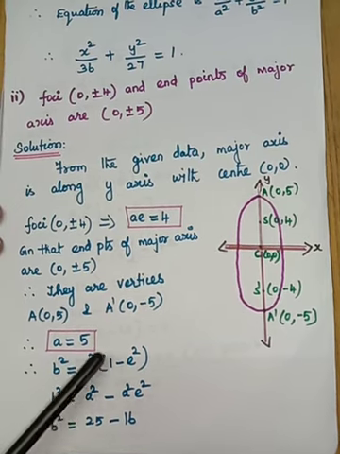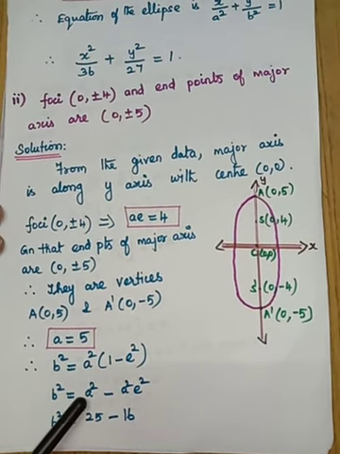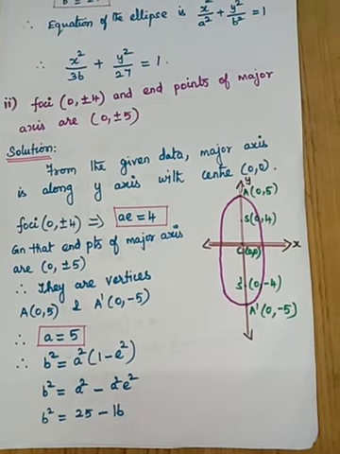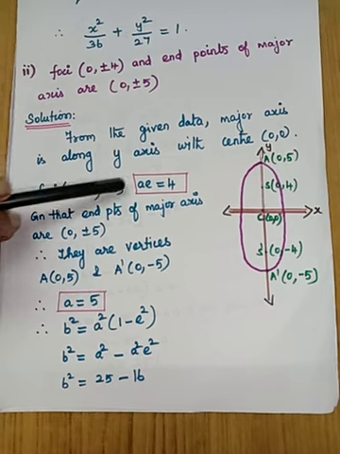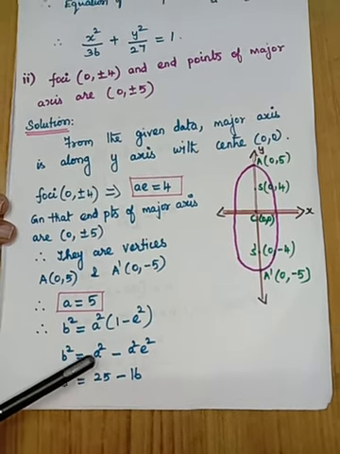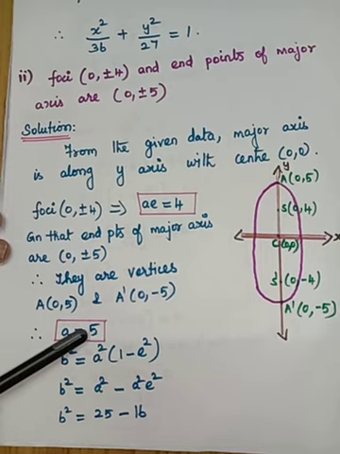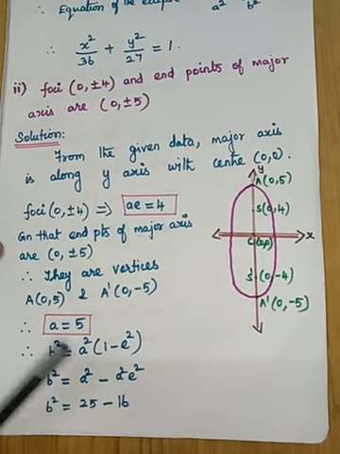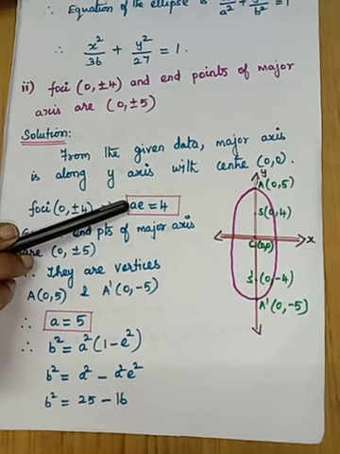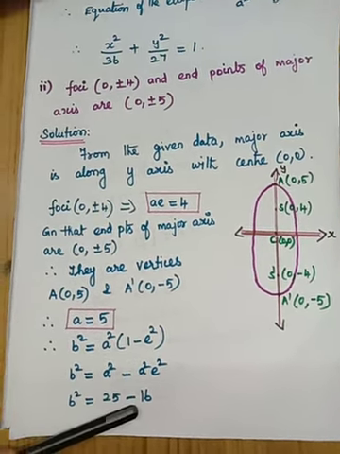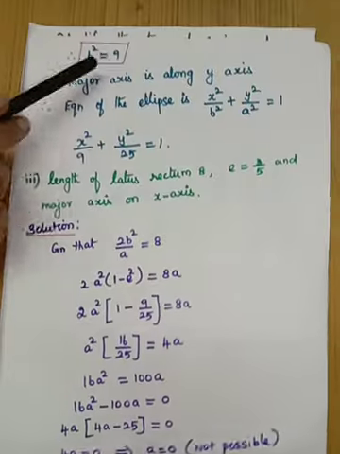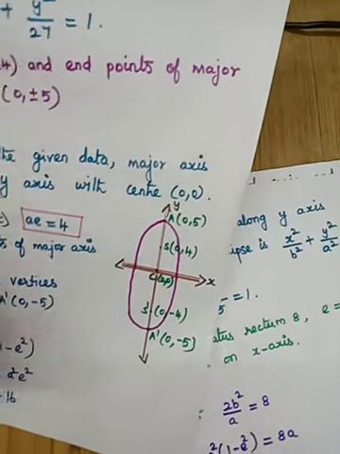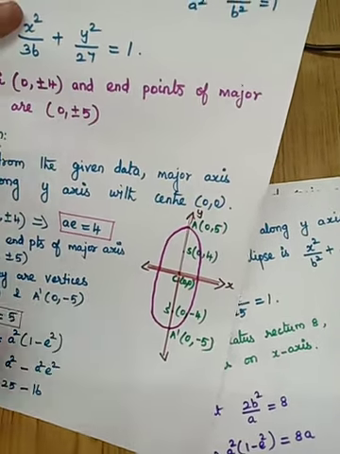When you expand this, a squared into 1 is a squared, minus a squared e squared. Here we are having a and ae, so I am going to use this formula. In the place of a, you substitute 5. So 5 squared is 25. And a squared e squared is nothing but ae the whole squared. What is ae? It is 4. When you square it, 4 squared will become 16. 25 minus 16 is nothing but 9. And you see that we have found from the given data 0, plus or minus 4 and 0, plus or minus 5.